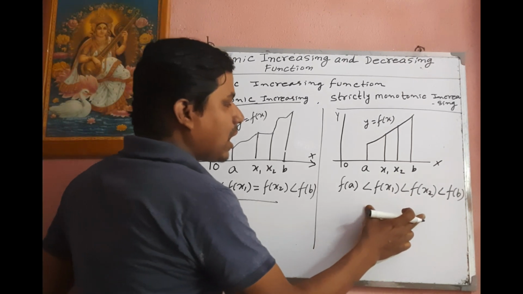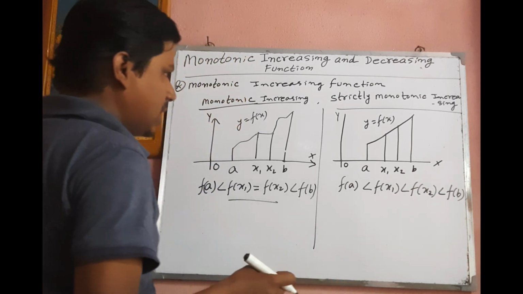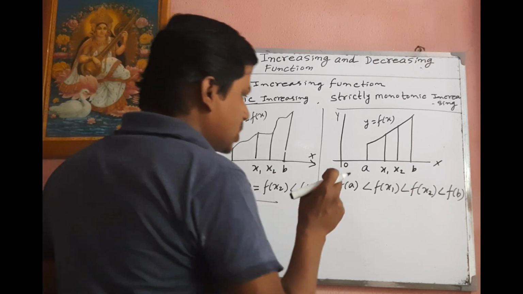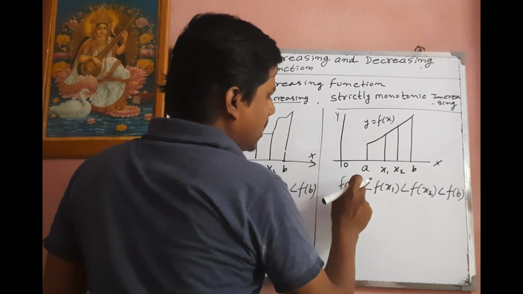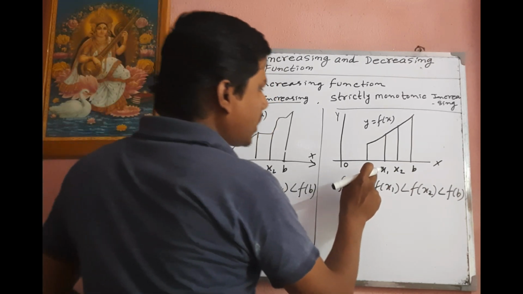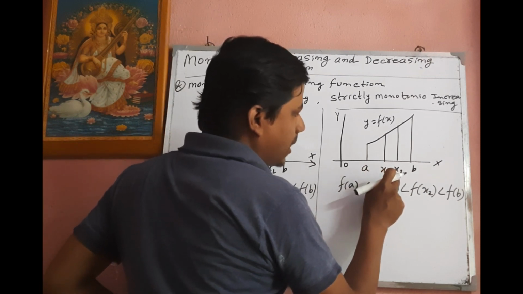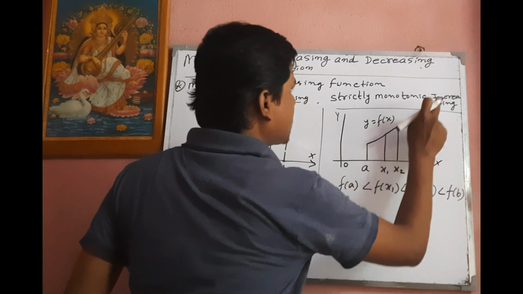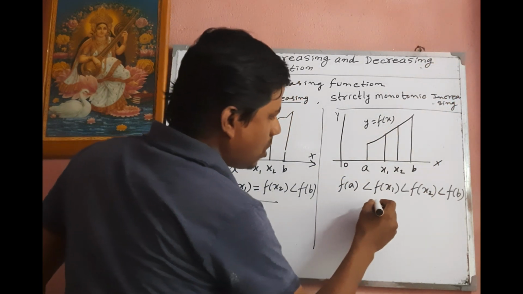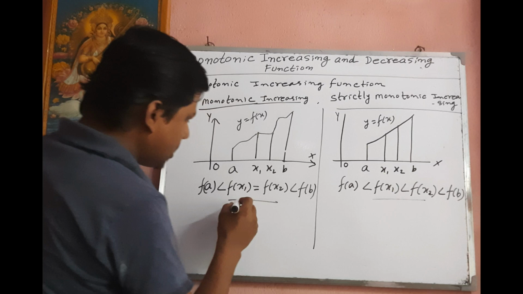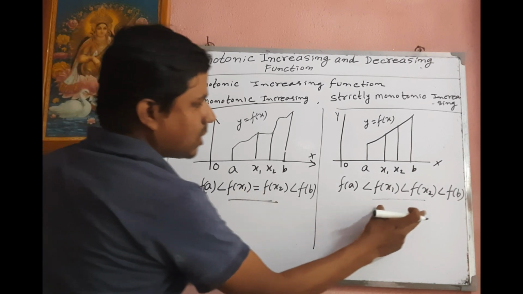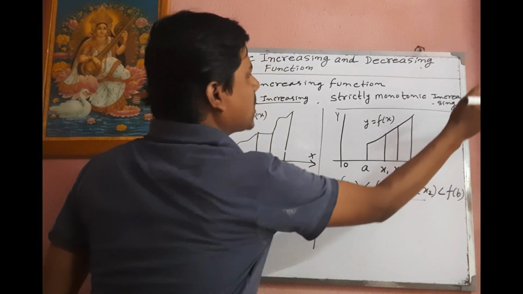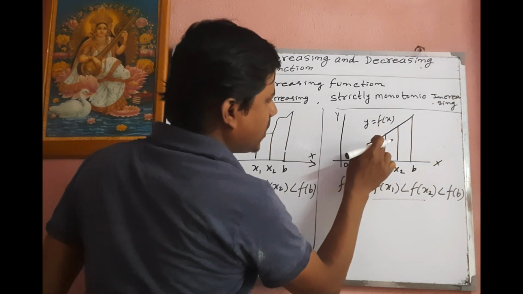And now there is another type of increasing function, and this function is called the strictly monotonic increasing function. Why strictly? Because here f of a, f of x1, f of x2, f of b are all strictly increasing. No equal sign is there, whereas in the earlier one an equal sign is there. This is a strictly monotonic increasing function, like this picture.